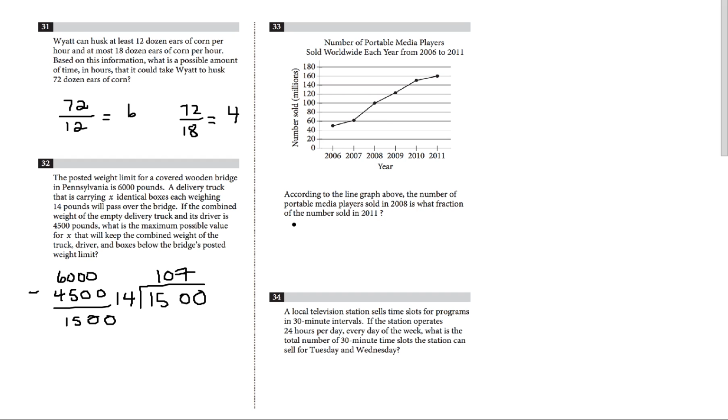All right, according to the line graph, the number of portable media players sold in 2008 is what fraction of the number sold in 2011? So for 2008, if we look, we're going to get 100 right there. And the number sold in 2011 would be 160. We want to know what fraction it is, so we're simply going to reduce that fraction. We'll get 5/8. You can either put 5/8 in your grid-in, or you could divide this with a calculator without reducing it and get your decimal equivalent, and you can put that in.